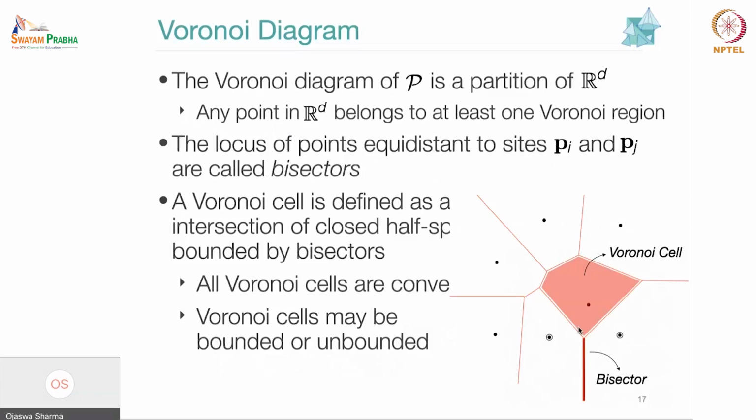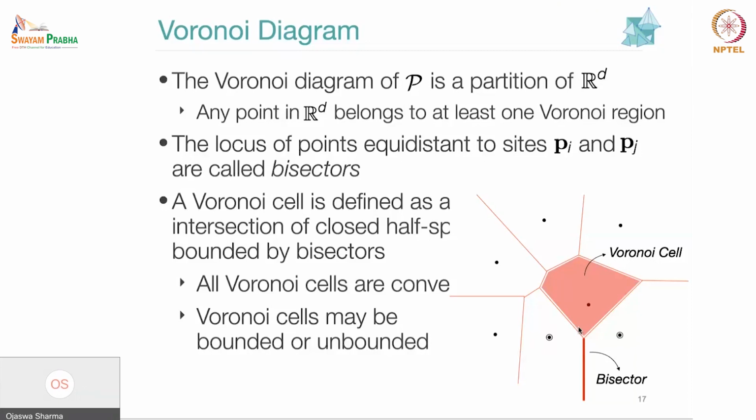This I already told you guys. Any point in RD belongs to at least one Voronoi region, and the locus of points equidistant to sites Pi and Pj is the bisector, right? So between two points, the line that goes exactly in between is the bisector, and it belongs to the boundary of a Voronoi cell or a Voronoi region. All Voronoi cells are convex by definition.